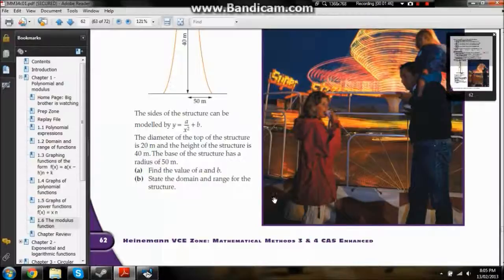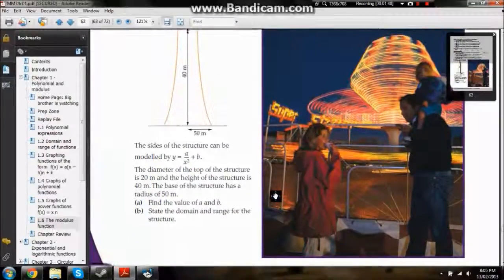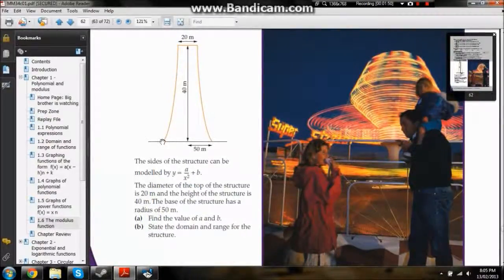State the domain and range for the structure. So the domain for the structure goes from here to here. So it's going from negative 50 to negative 10, and then that's in union with positive 10 and positive 50, because it doesn't include that middle section there, but it only includes this part here and this part here. So negative 50 to negative 10 in union with positive 10 to positive 50, I should say.